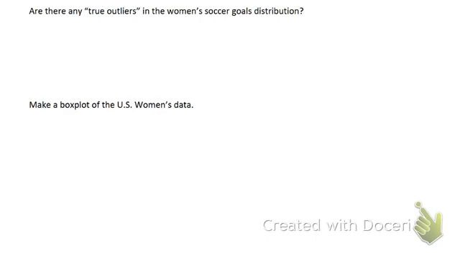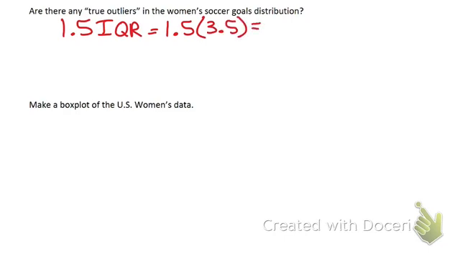Are there any true outliers in the women's soccer goal distribution? What are we going to utilize in order to find that out? The 1.5 IQR rule. All right, 1.5 times that IQR of 3.5. Does anyone happen to know what 1.5 times 3.5 is? 5.25. That is the 1.5 IQR value. Everybody good?